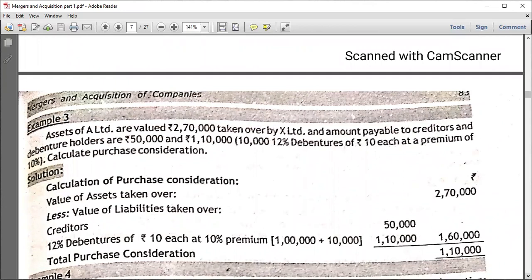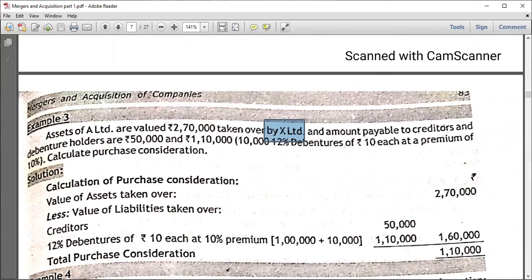Now we look into the question. Very, very important questions. Please remember, for 6 marks, they can ask you to calculate PC or to pass incorporation entries. Incorporation entries we will discuss later. Assets of A Limited are valued at 2,70,000. The total value of assets is 2,70,000, taken over by X Limited. Please remember now, A Limited assets are taken by X Limited. That means A Limited is a vendor company and X Limited is a purchasing company, or A Limited is a transferor company and X Limited is a transferee company.